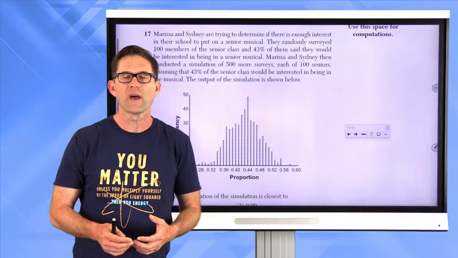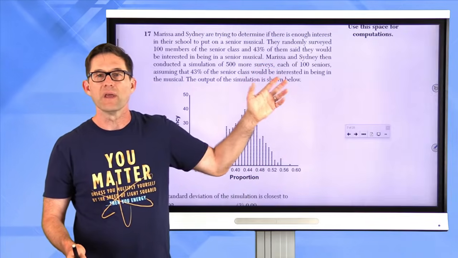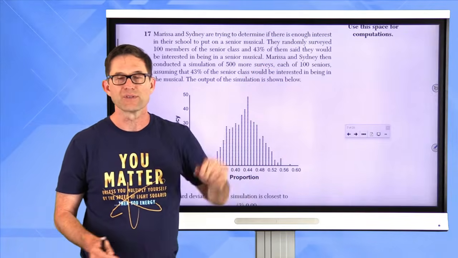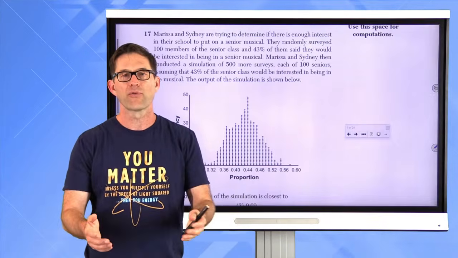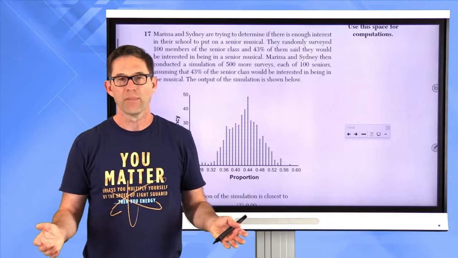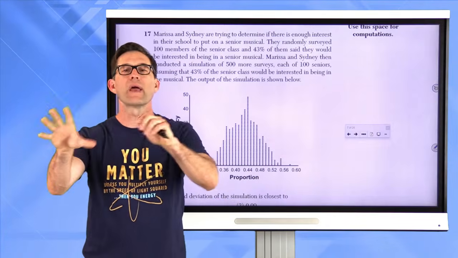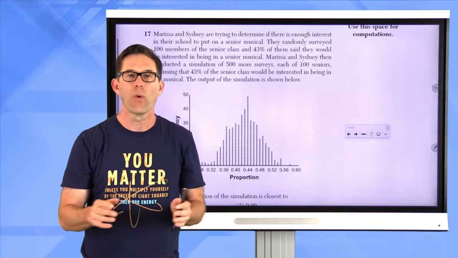We've got this random population. 43% of them would be interested in being in a senior musical. So what we do is we pretend we have a huge population out there, and 43% of them want to be in this musical. Then we randomly grab 100 people out of that, and we see how many of them want to be in the musical.